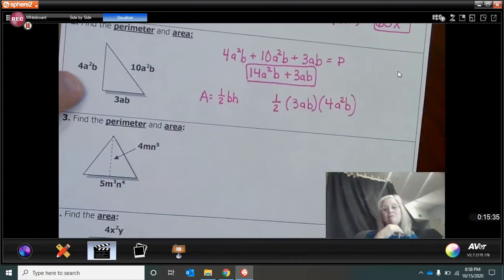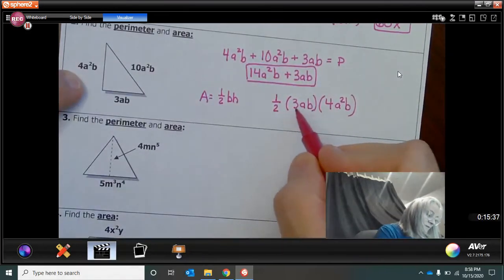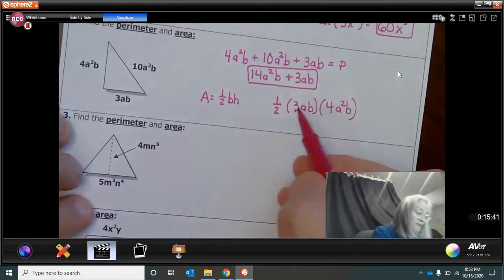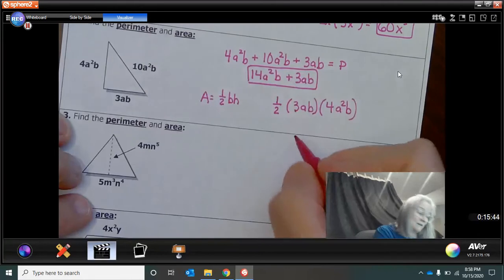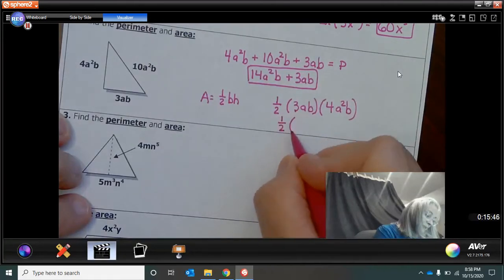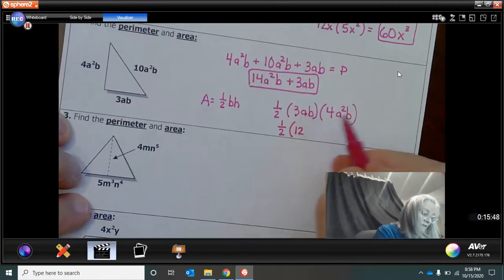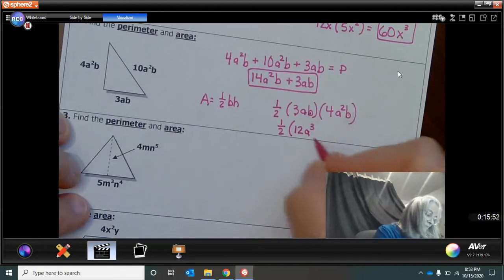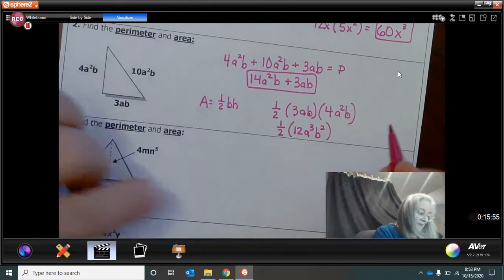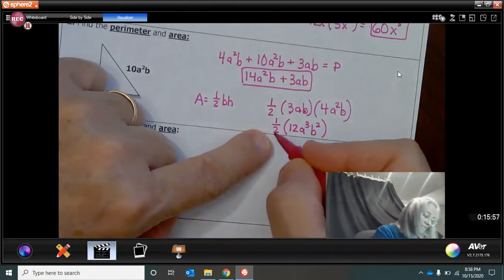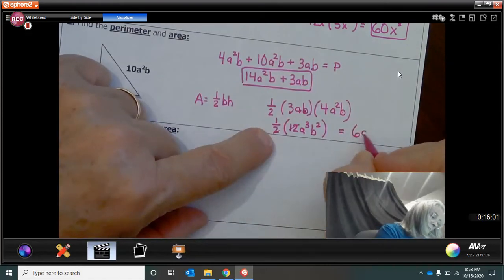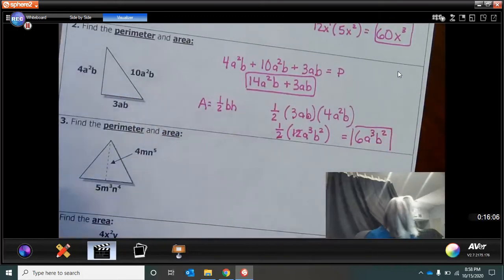So when we work this problem, we know that this is going to be 4 times 3. I can multiply in any order I want, to be honest. So 4 times 3 is 12. So 1/2 times 12. A to the first times a to the second is a to the third. B to the first times b to the first is b to the second. Now I just have to multiply by 1/2, which cuts the 12 in half. So we end up with 6a cubed b squared as our area of the triangle.